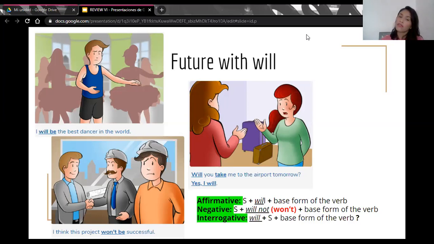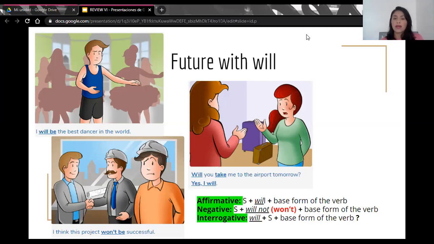So what is the structure of will? Affirmative is the subject plus will plus a base form of the verb. Negative, subject plus will not, which is contracted as won't, plus a base form of the verb. In interrogative, I start with the auxiliary verb as always, then the subject, and then the base form of the verb. Remember, guys, if my question is a yes-no question, for example, will you take me to the airport? Yes, I will. If my question starts with a WH question, the only thing I have to do in this case is to put the WH question at the beginning, and then the yes-no question is going to be the same.